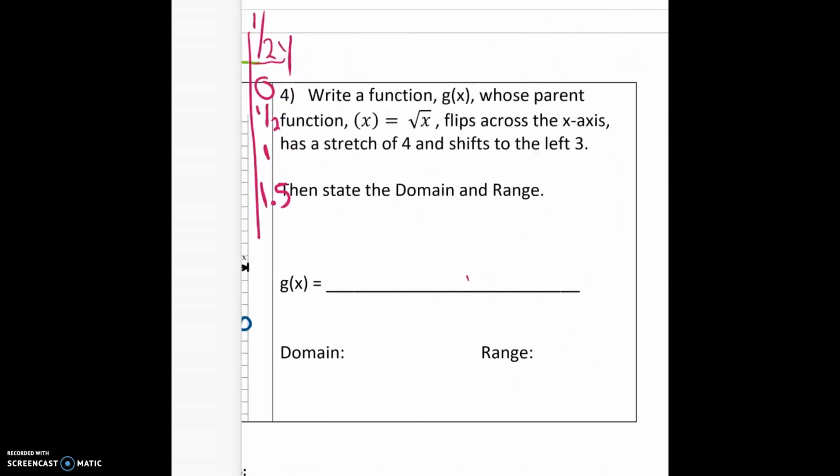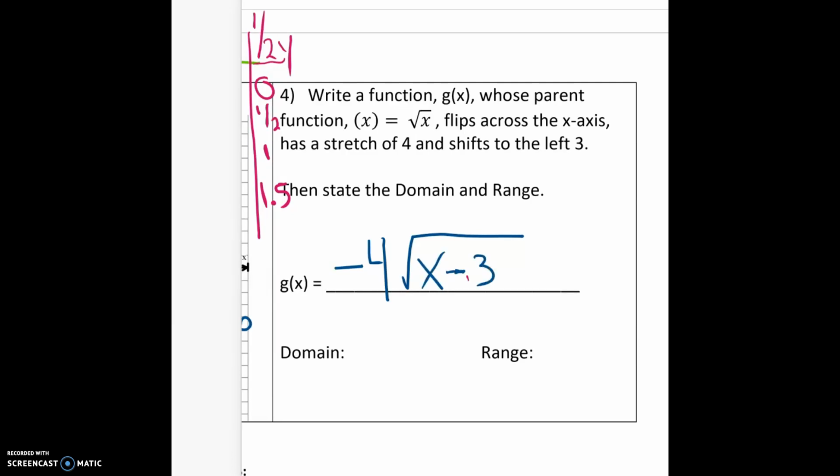And this time we're going to write a function that flips across the x-axis, stretches by 4, and goes to the left 3. So the flip across the x-axis is what I'll start with first. That's a negative. A stretch of 4 would be written next. And then left 3. Anything left or right, I've told you guys, is in the house, and our house is a square root, and I will write it as x minus 3.